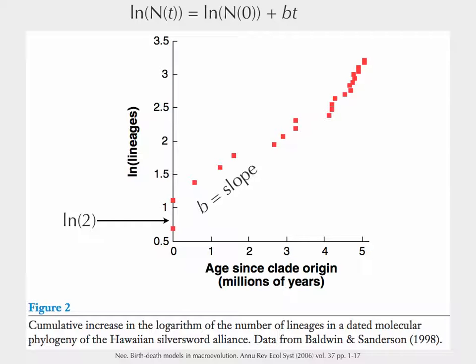Is b anything other than the slope? It's the speciation rate. Yeah, right. So in a given amount of time, how many species do I increase by? What's my rate of growth of species, or of bacteria in the culture? Okay. So for a given value, I can get this.